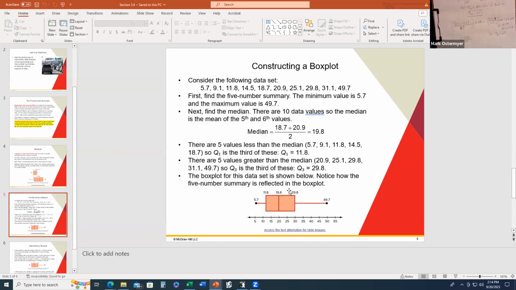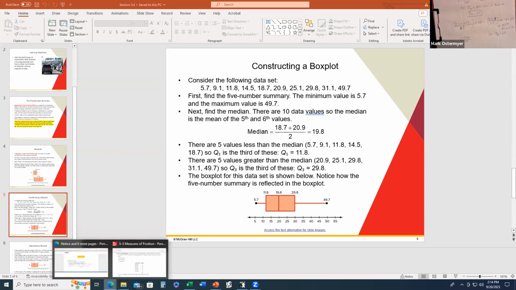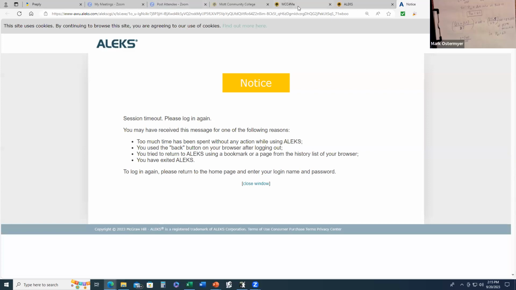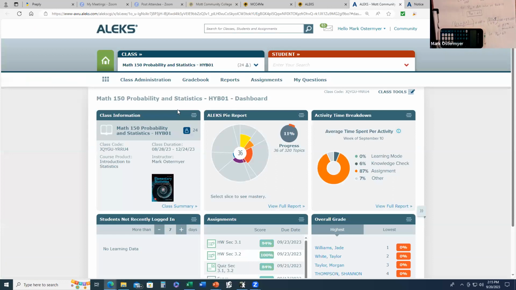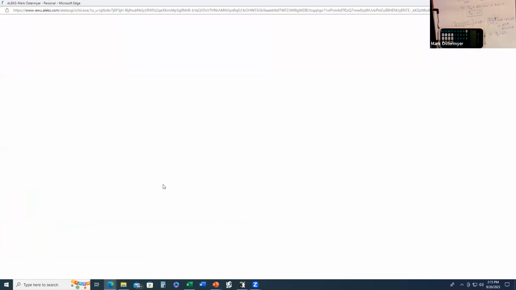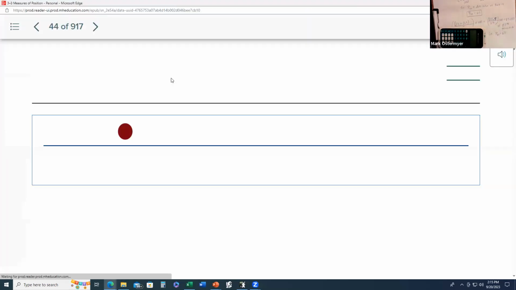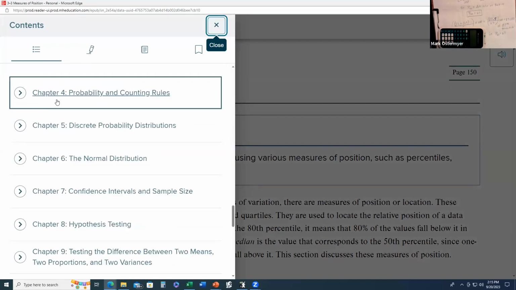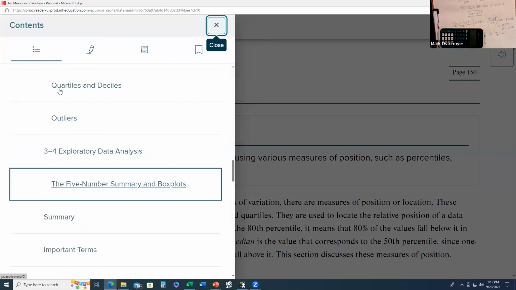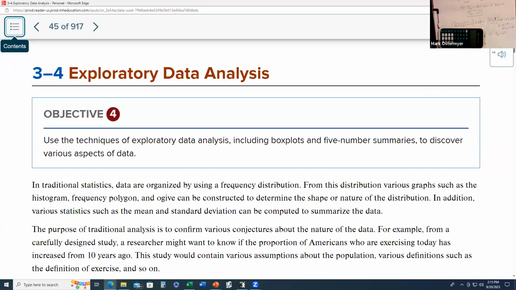All right. Okay, ladies and gentlemen, we're running out of time here. Let's go back to our textbook quickly. See if we can do maybe a problem here. Section 3.4. Let's go down to the problem set.